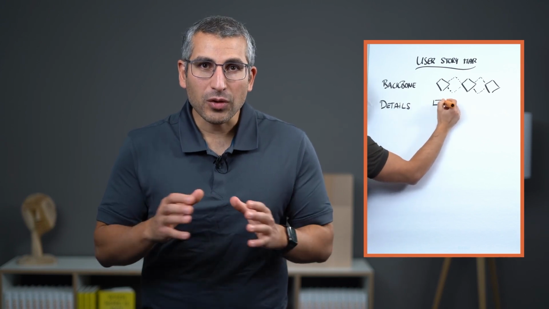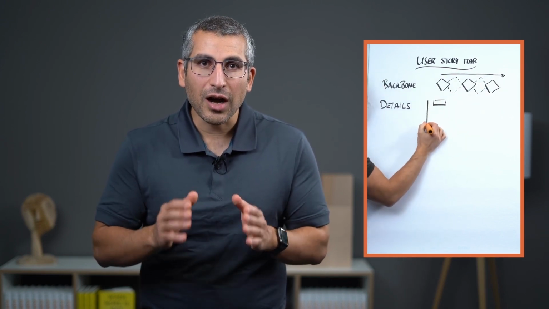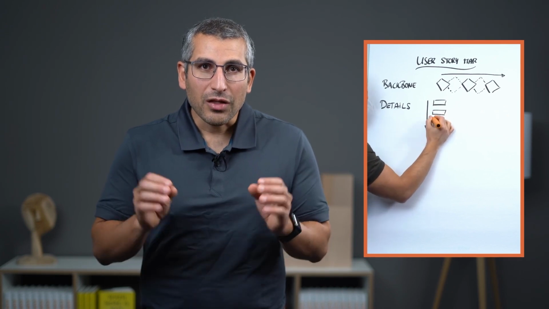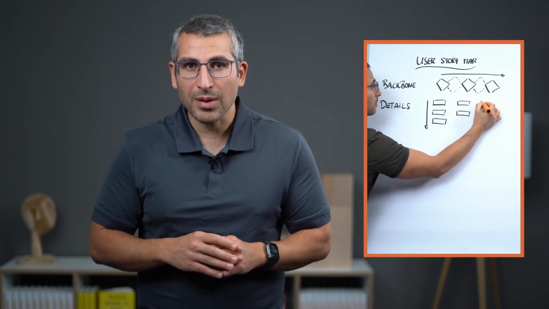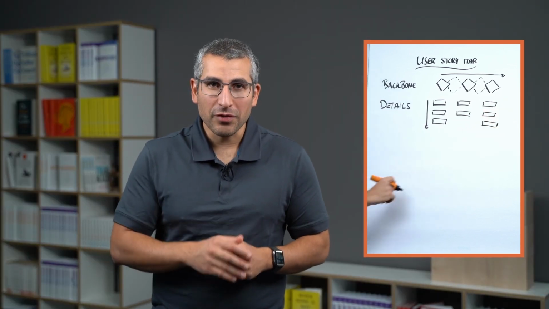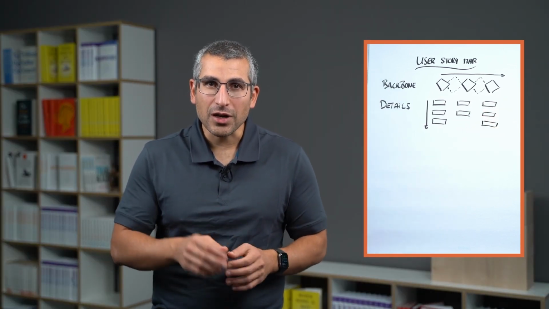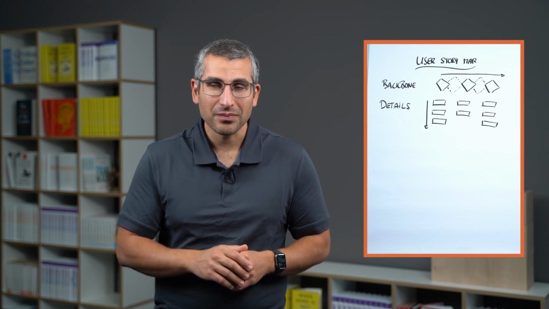So if the backbone is on a horizontal layer, all of those details come in on a vertical layer. The horizontal and the vertical layer combined are your user story map. You can think of the backbone as the chapters of the book, and the details and options are basically the stories you tell in each of those chapters.